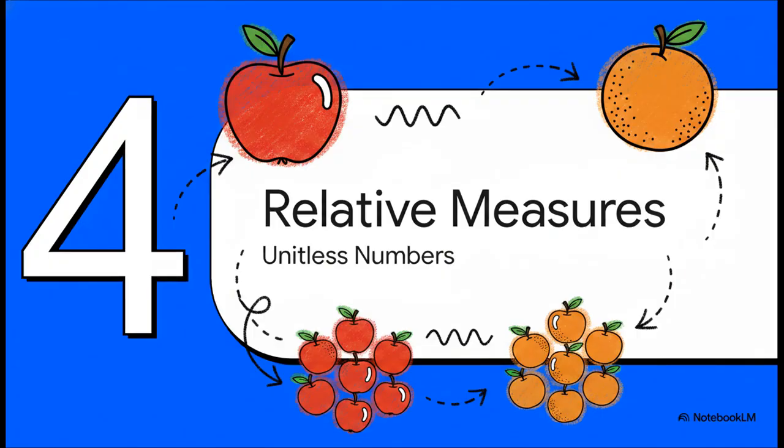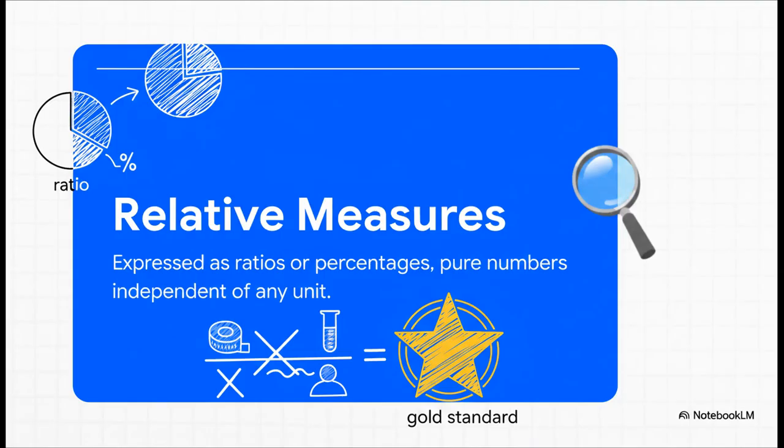Relative measures explained. The brilliant solution here is relative measures. The definition? They are pure numbers expressed as ratios or percentages, entirely independent of any unit of measurement. So, by taking the ratio of an absolute measure and dividing it by an appropriate average, the units simply cancel out. What we're left with is a unitless relative measure, which is the absolute gold standard for comparing the spread of 2 or more completely different datasets.